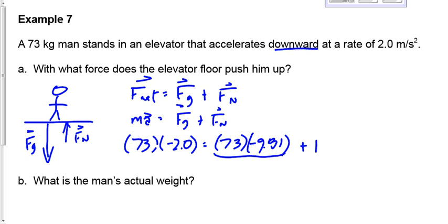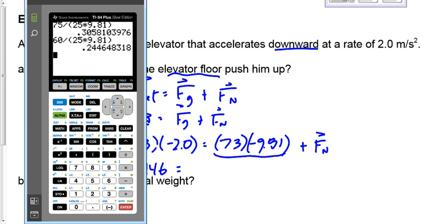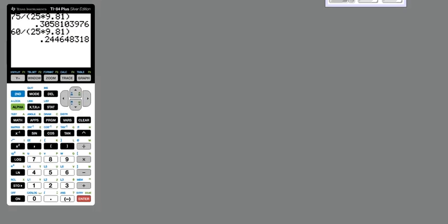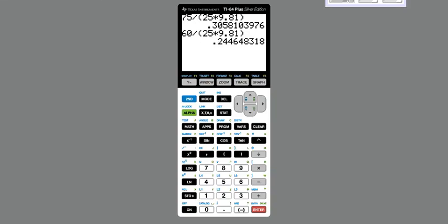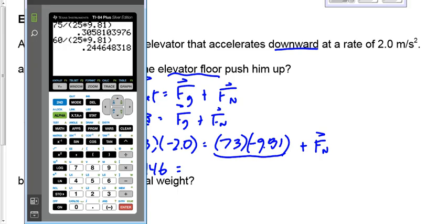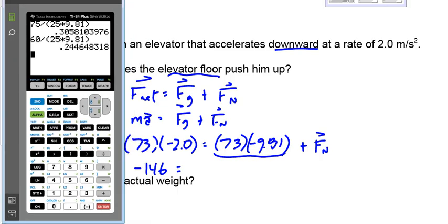The only thing we have left is the normal force. What are we looking for? The force of the elevator floor. Is that not the normal force? Yeah, it is. So let's figure this out. 73 times negative 2 is negative 146. 73 times 9.81 is what?